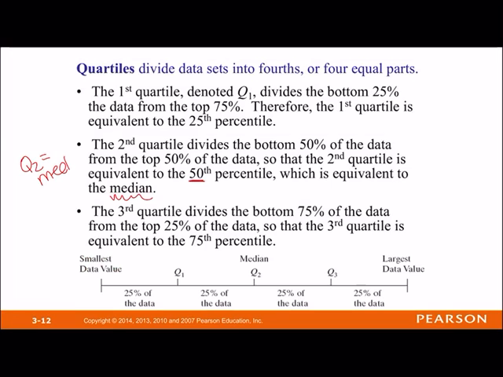And this is kind of graphically what it would look like. You have your smallest data value on the left, your largest on the right. The way my brain works, I always like to talk about the median next, so that would be Q2. Then if we cut that median in half, we would find Q1. And if we cut the top half of the data in half, we would find Q3.